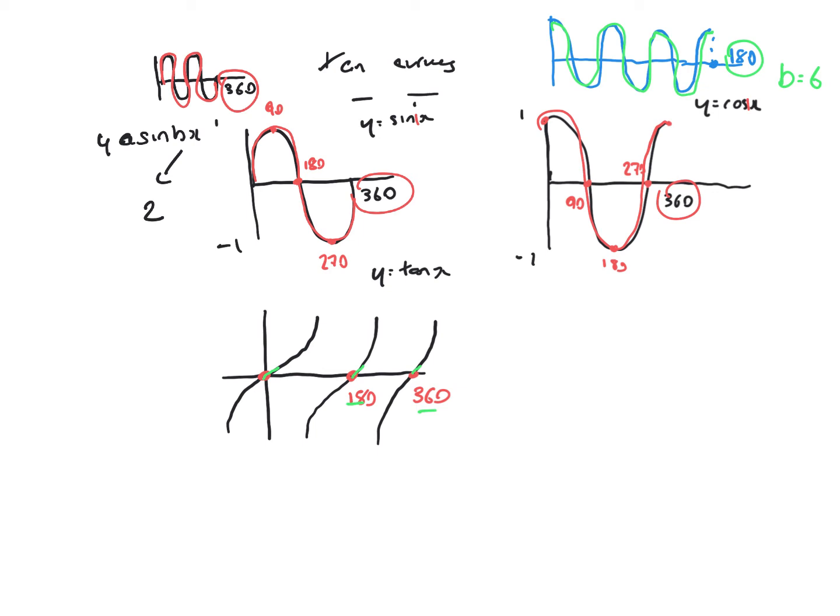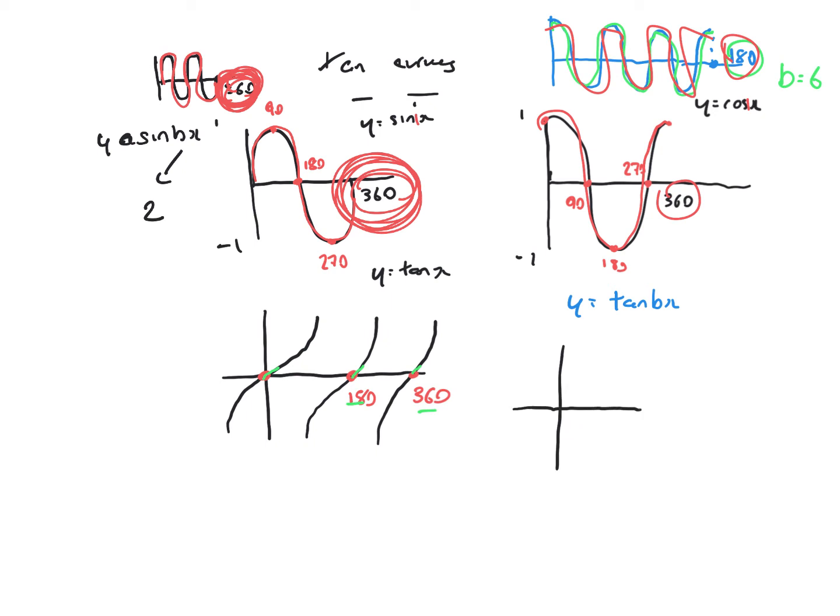Okay, now for tan, you don't count the number of curves in 360. For sine and cos, you count how many in 360. So that was 2 in 360. That was 1, 2, 3 in 180, which was 6 in 360. For tan, you count how many curves you've got in 180.